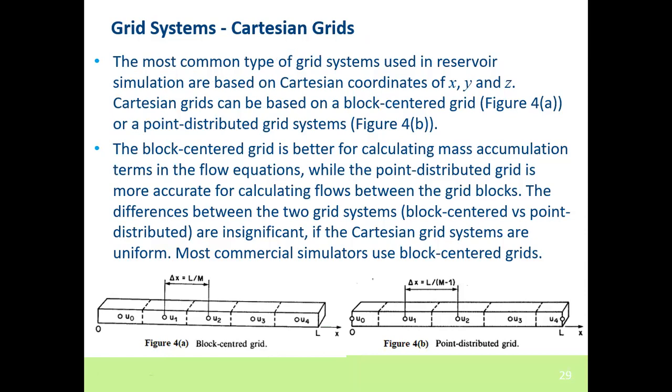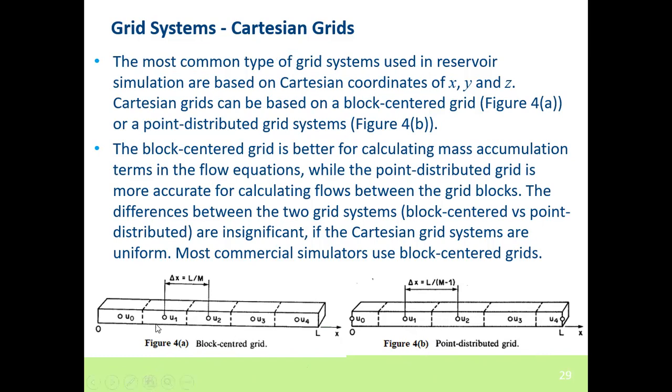So let's go on to more about grid systems. The most common types of grid systems in reservoir simulation are the Cartesian, those based on Cartesian coordinates. They could either be block-centered grids or point-distributed grid systems. The block-centered grid system is what you have in figure 4a, while the point-distributed grid is what you have in 4b. Let's look at these two grid systems briefly.